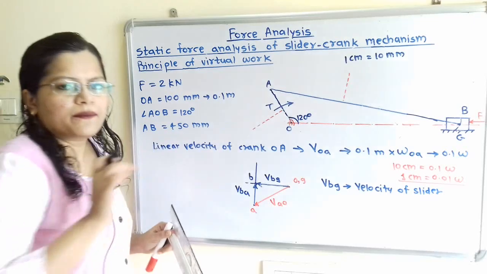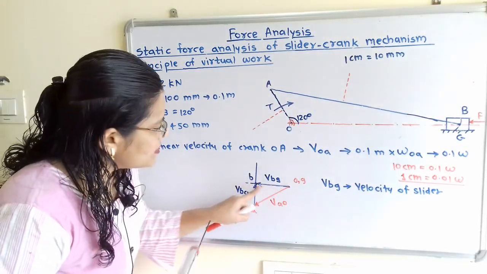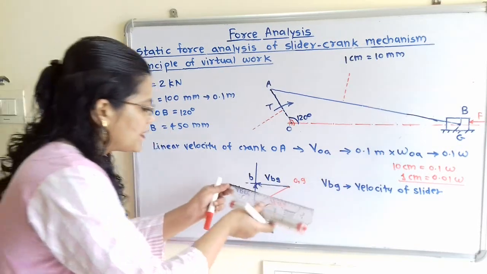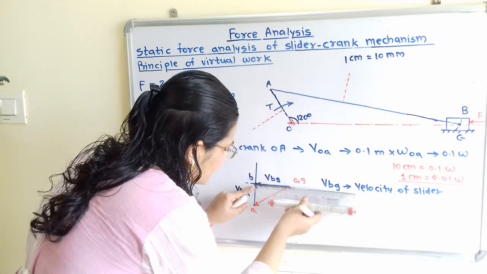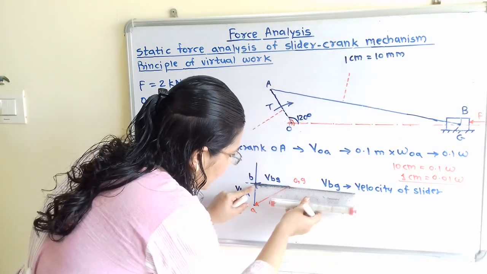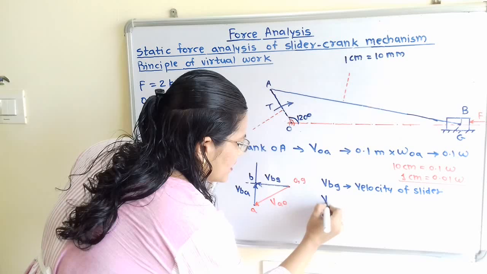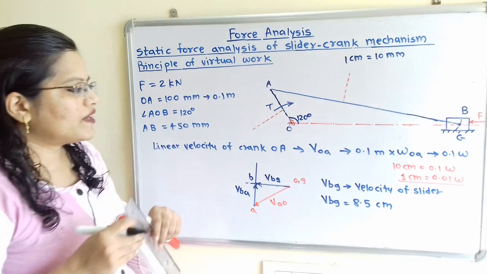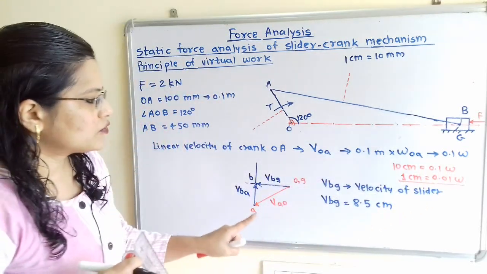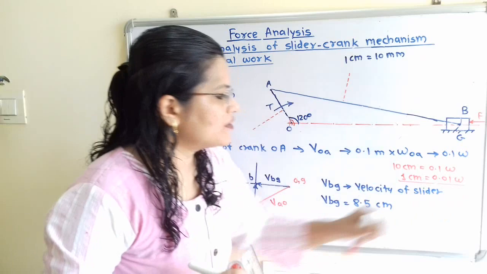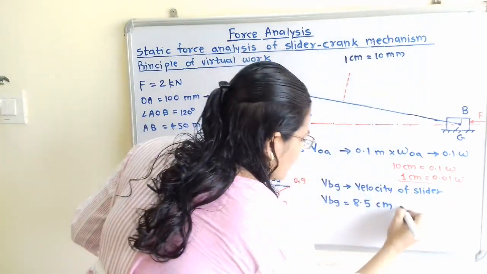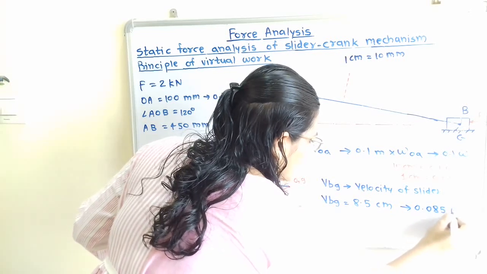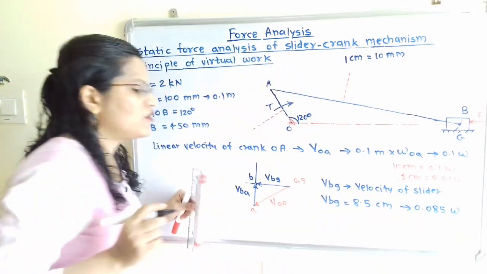Now with this, by measuring this distance, we can easily find out what this VBG is. So I will measure this, and it is equal to 8.5 centimeters. So VBG is equal to 8.5 centimeters. Now we will convert it into the scale. So 8.5 multiplied by 0.01 omega is equal to 0.085 omega. So this is the value of VBG.